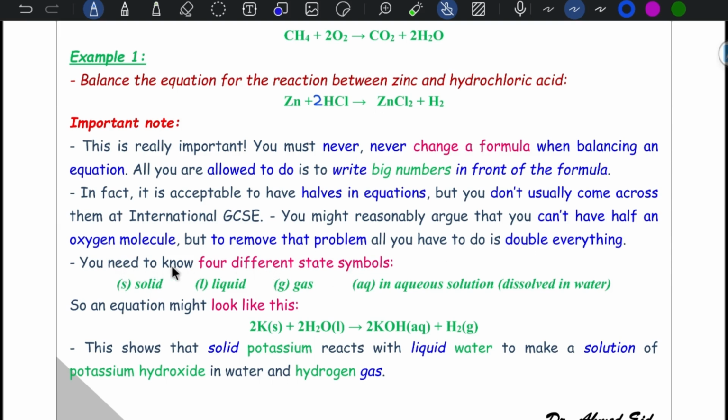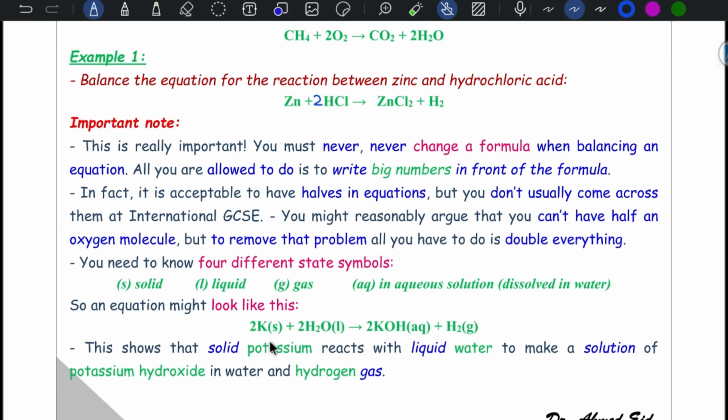You need to know 4 different state symbols: solid S, liquid L, G for gas, and AQ for aqueous solution. Aqueous solution means dissolved in water. So an equation might look like this: 2K solid plus 2H2O liquid, take care water is considered as liquid, not aqueous, gives 2KOH aqueous plus H2 gas.